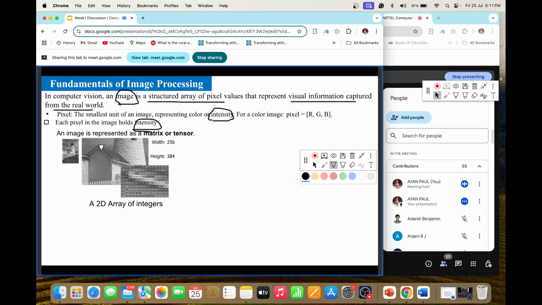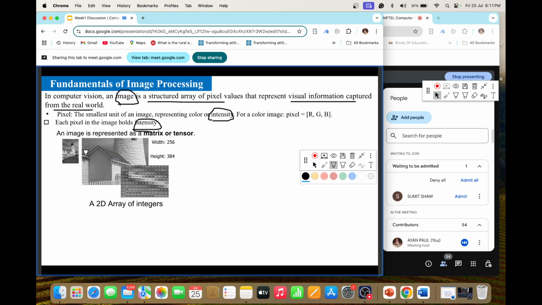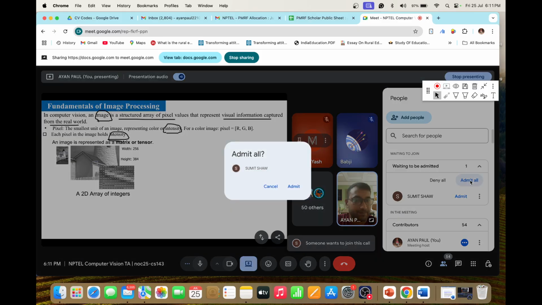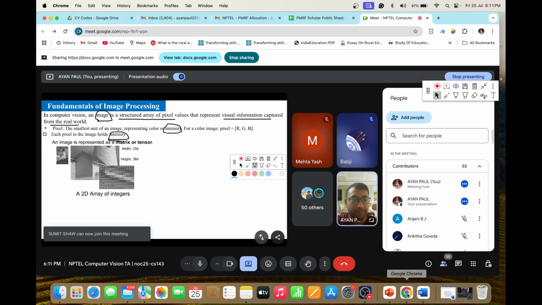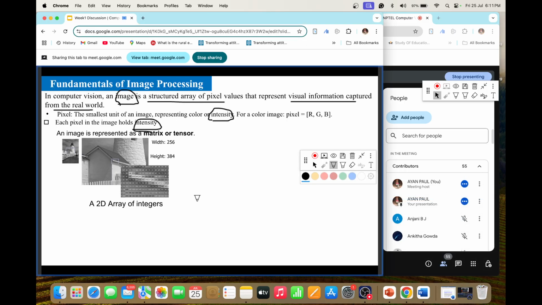So let's see, this whole thing is an image. If we take a small portion of the image marked by this rectangular portion, this is the zoomed part of that rectangular portion. If we keep on zooming it, this zoomed part is nothing but a 2D array of integers. That is why we say an image is represented as a matrix or tensor.